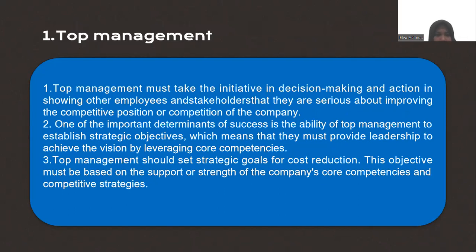One, top management. Top management must take the initiative in decision making and action, showing other employees and stakeholders that they are serious about improving the competitive position of the company. Two, one of the important determinants of success is the ability of top management to establish strategic objectives, which means that they must provide leadership to achieve the vision by leveraging core competencies. Three, top management sets strategic goals for cost reduction. This objective must be based on the strength of the company's core competencies and competitive strategies.